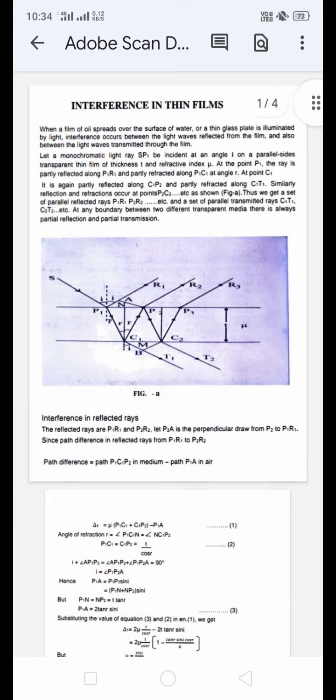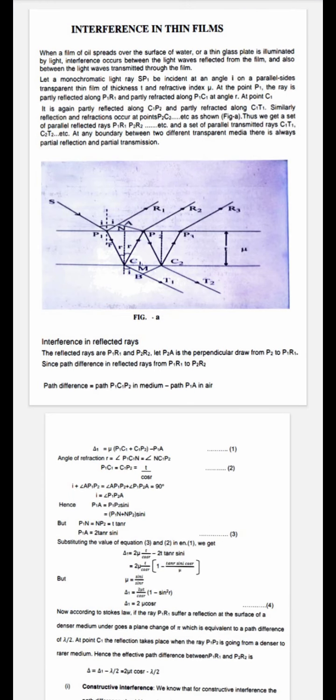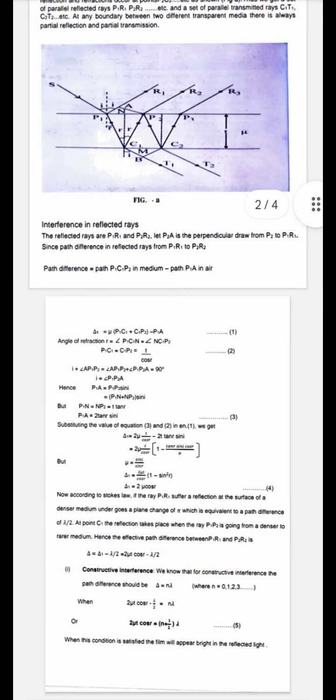As the incident ray is incident on the surfaces, there is some path difference between the rays. Let us calculate the path difference. The path difference between the lights is equal to the path P1C1P2 in the medium minus the path P1A in air. After calculating this, we get the path difference as 2 mu t cos r, where t is the thickness of the film, mu is the refractive index of the film, and r is the angle of refraction.